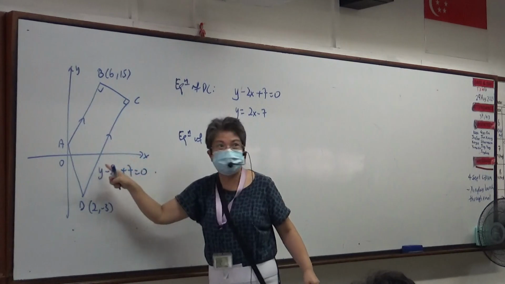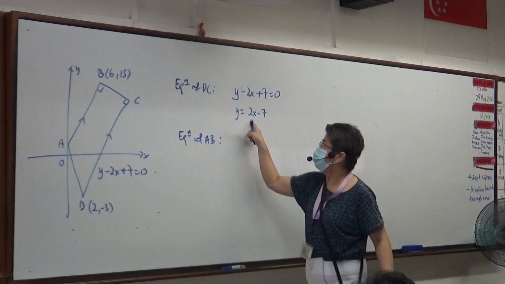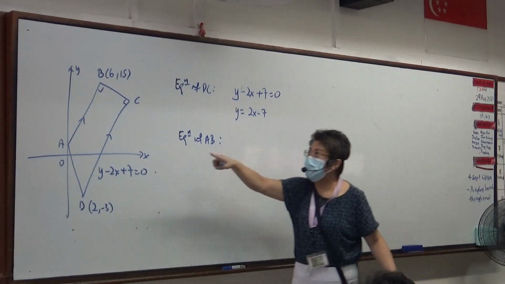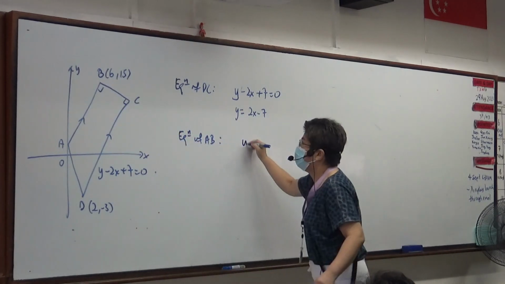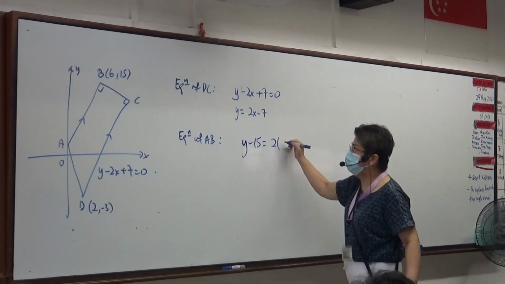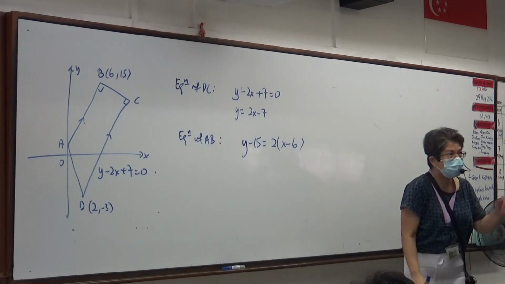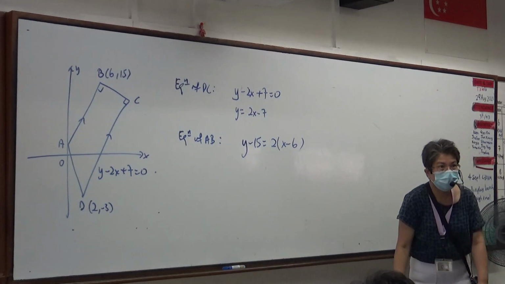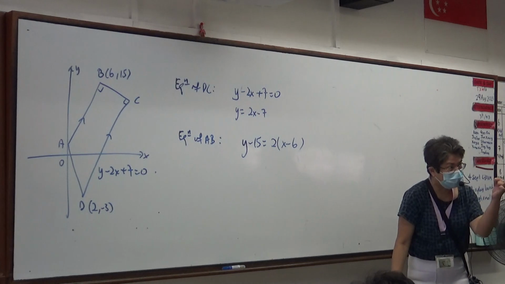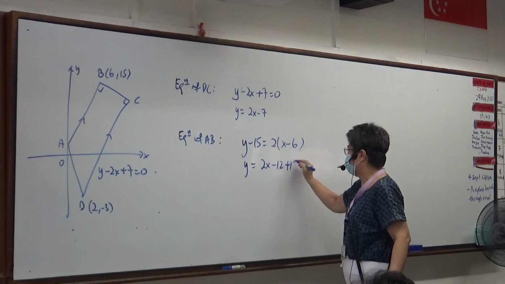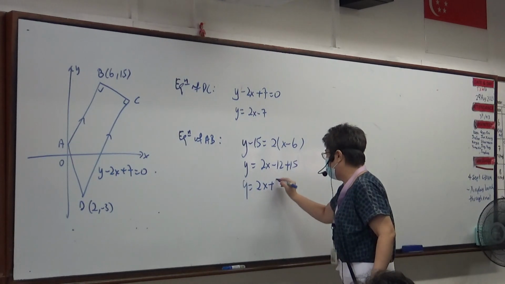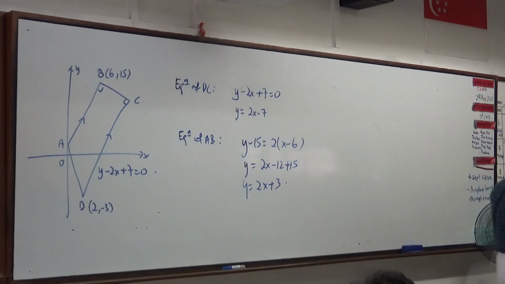All of you look. The gradient must be the same, right? So the gradient is what? 2. AB passes through which point? (6, 15). So it will be y minus 15 equals 2 times (x minus 6), right? Straight away. Can you see it? That's why you must do it properly and look at the question. So y equals 2x minus 12 plus 15, 2x plus 3. This will be my equation of AB.